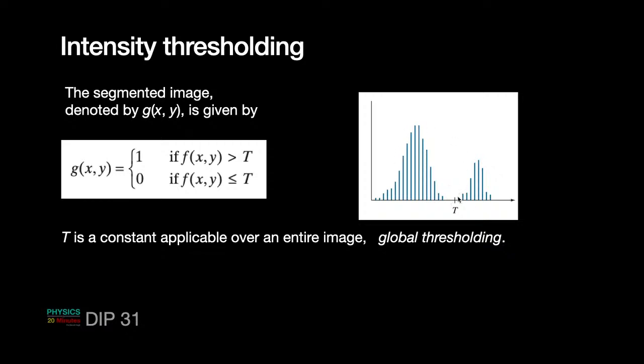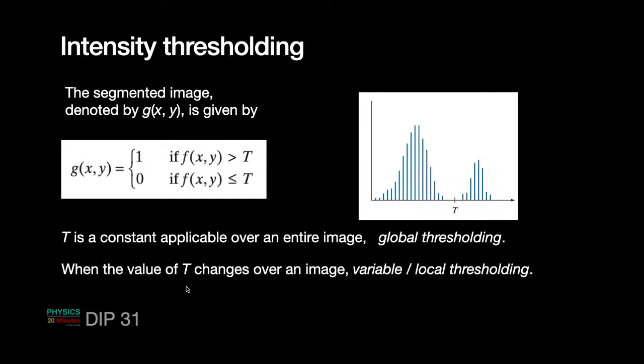If you apply this logic over the entire image, then the thresholding is referred to as global thresholding. While if the value of t changes over an image, say in the top part t is different, in the middle part t is different, in the bottom part t is different, then it is called variable or local thresholding. These are the terminologies we normally use. You will be using both of these terminologies very intensely in your curriculum as you go ahead.